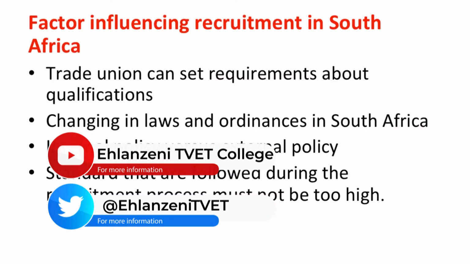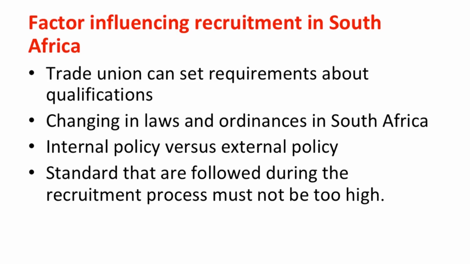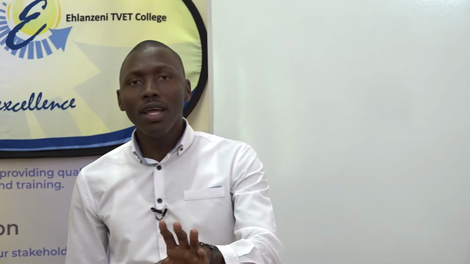The standards that are followed during the recruitment process must not be too high. Why do we say they must not be too high? You find that we want to recruit an administration clerk, but the standard we base it on is too high. We put a high qualification. We say we want a person with a master's degree, but we are looking for an administration clerk. So the standard should not be too high.